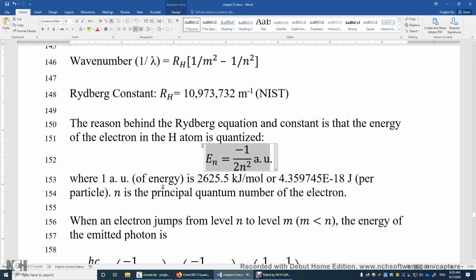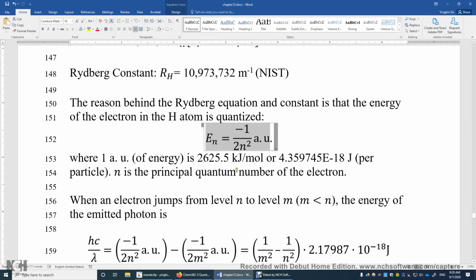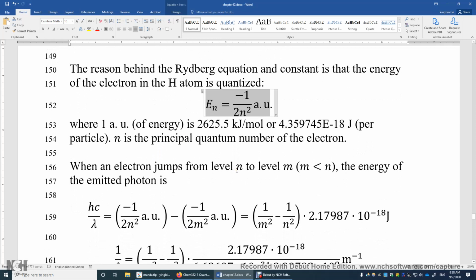So now we can calculate the wavelengths using this information. Let's say we have an electron jumping from level n to level m. m is less than n. You can imagine this n is 3, this m is 2, and then we can calculate the energy of the emitted photon. The energy of a photon is hc over lambda, and that's just the difference between the two different energy levels. This is the energy of level n, this is the energy of level m. We take the difference and we plug in this atomic unit here, divided by 2 because we have 1/2 here.